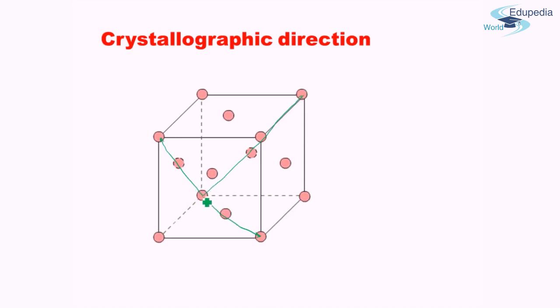Now if we want to find the direction of this, how do we find that? x, y, z. One step in the x direction, one step in the z direction, 0 in the y. So this is 1 0 1. Similarly, this comes out to be 0 in x, 1 in y, 1 in z direction, and this comes out to be 1 in x, 1 in y, and 0 in z direction. So basically we see that the family of 1 1 0 is the close pack direction for FCC.